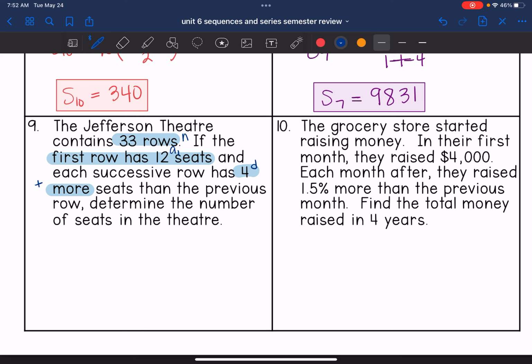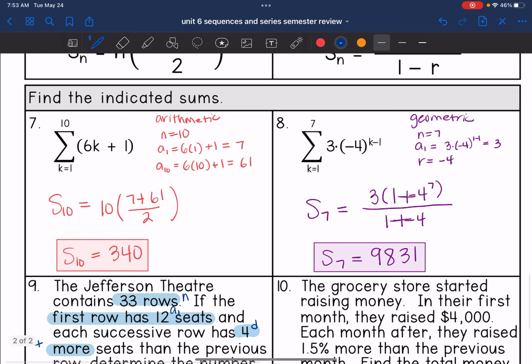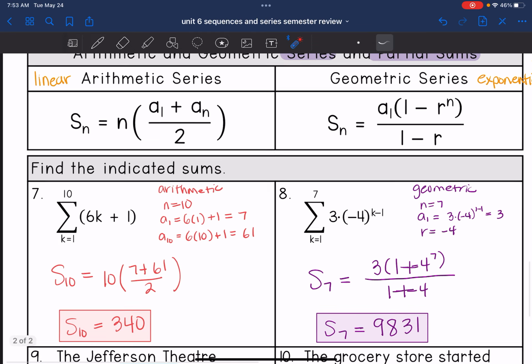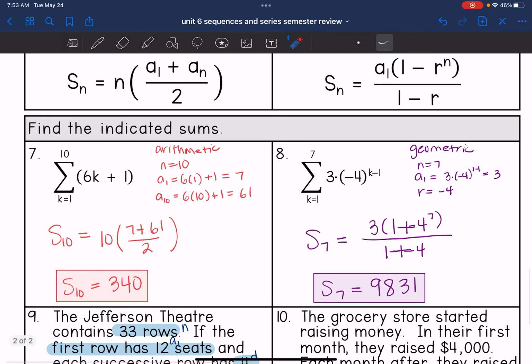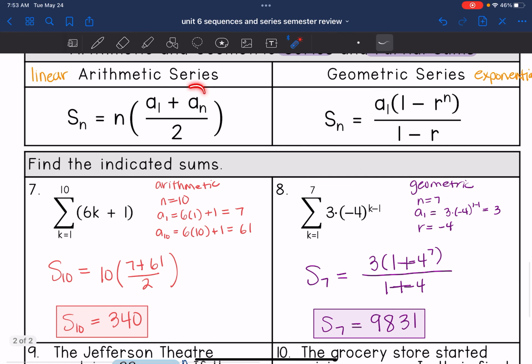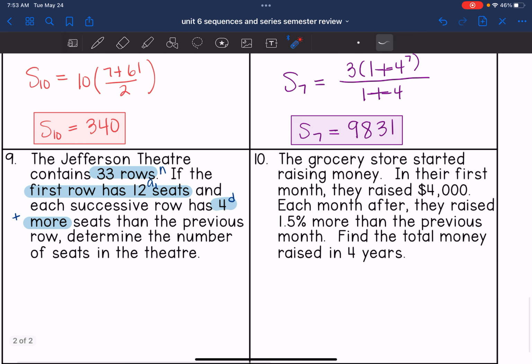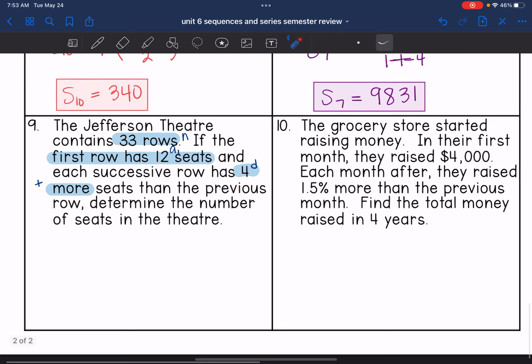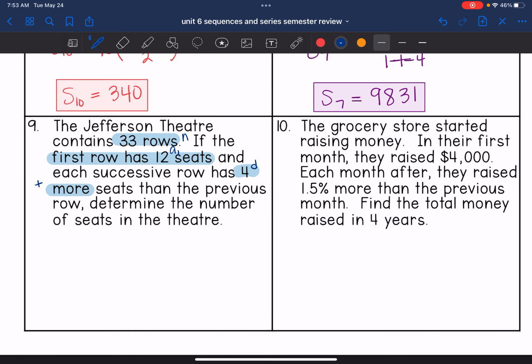in this sequence. So we are going to follow this formula here. We need to make sure we have everything. So we have n, that was the 33 rows. We have a sub 1. It had 12 seats, but we don't have a sub n. We would need to know how many seats are in the 33rd row. So we have to first start off by writing an explicit formula to represent this. So a sub n is always a sub 1 plus d, so plus 4, times n minus 1.